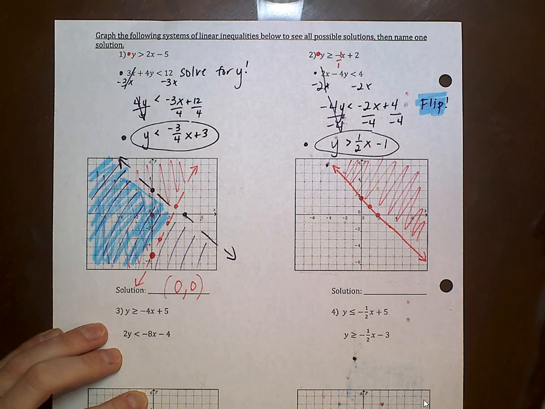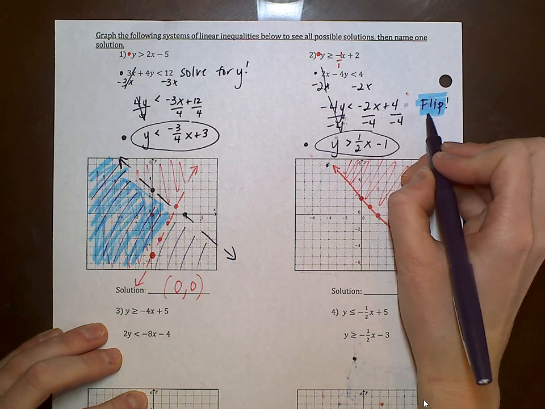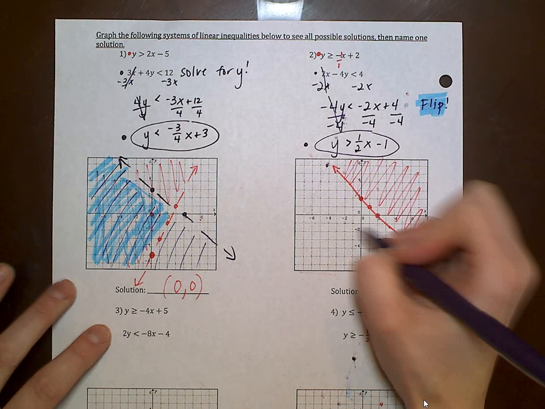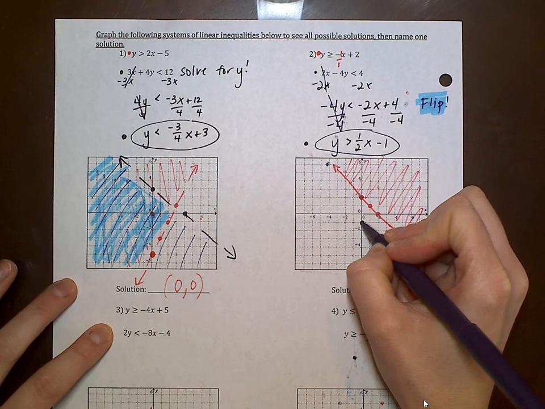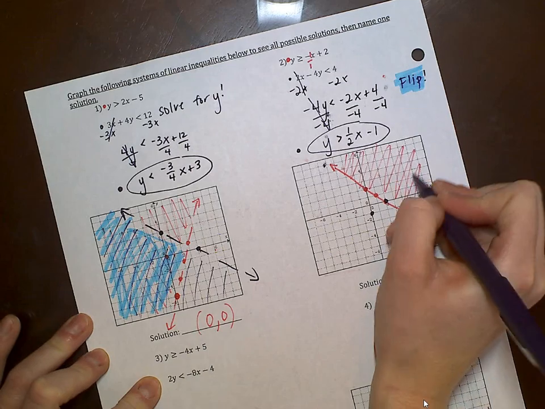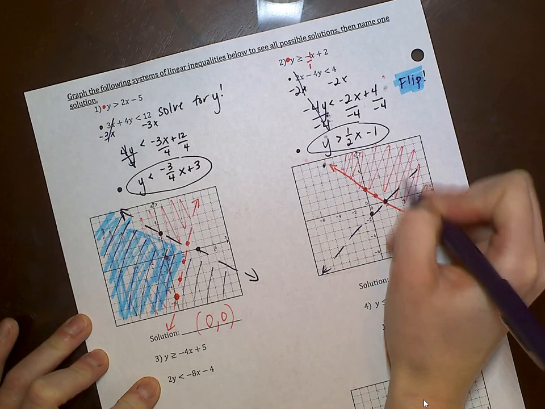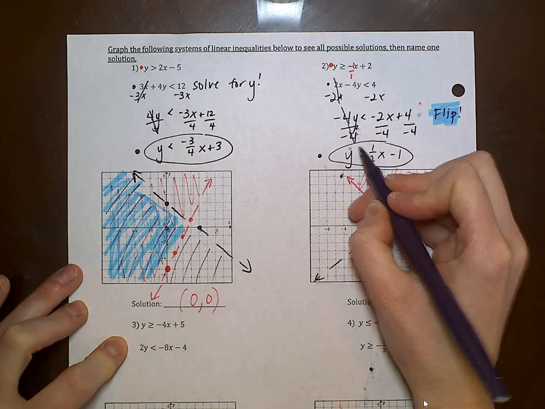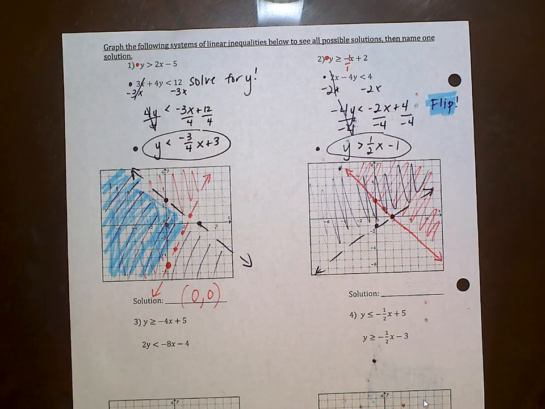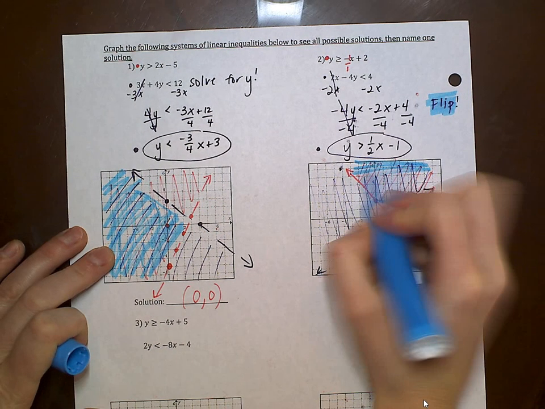Okay, so watch out for that because that's going to change where your shading is, which would change where all the solutions are. So make sure you flip the sign. The y-intercept's negative 1. That would go up 1, right 2. This one's a dashed line. And the shading, that's a greater than, so I'm going to shade above the line. And here's where the shadings overlap, this region right here.